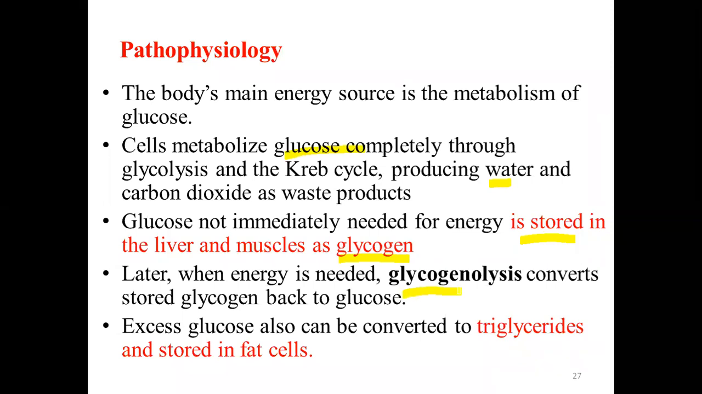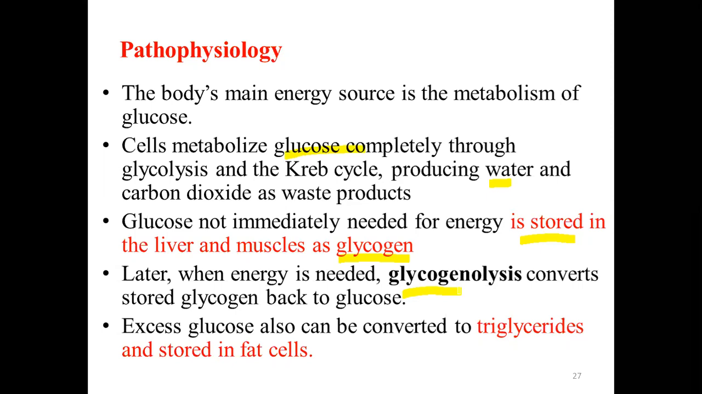So later when energy is needed, what will happen? The glycogenolysis process will convert the stored glycogen to glucose so that the cell can utilize the glucose by undergoing glycolysis, and the end product of glycolysis, pyruvate, goes to the Krebs cycle and ultimately produces ATP in the form of NADPH and NADH. Anyway, you have to revise this, especially towards the beginning of the board exam. You have to revise glucose metabolism and the Krebs cycle. Those are the most common questions I've seen in the sample paper.